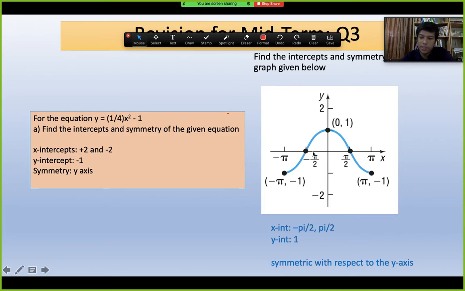For this question, this is related to intercepts and symmetry. These two are x-intercepts, and this is the y-intercept, (0, 1) is the y-intercept. This question has y-axis symmetry, so it is an even function.